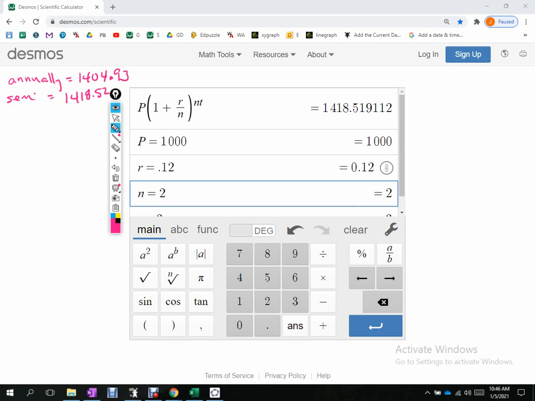So if I had a choice, if Bank 1 and Bank 2 are offering me the exact same rate, but Bank 2 is offering me to compound it twice, and Bank 1 is only offering to compound it once, I go with Bank 2, right? I get 14 more bucks, 15 more bucks, okay? And that's only on $1,000. So if I had $1 million in there, that's even more, right?